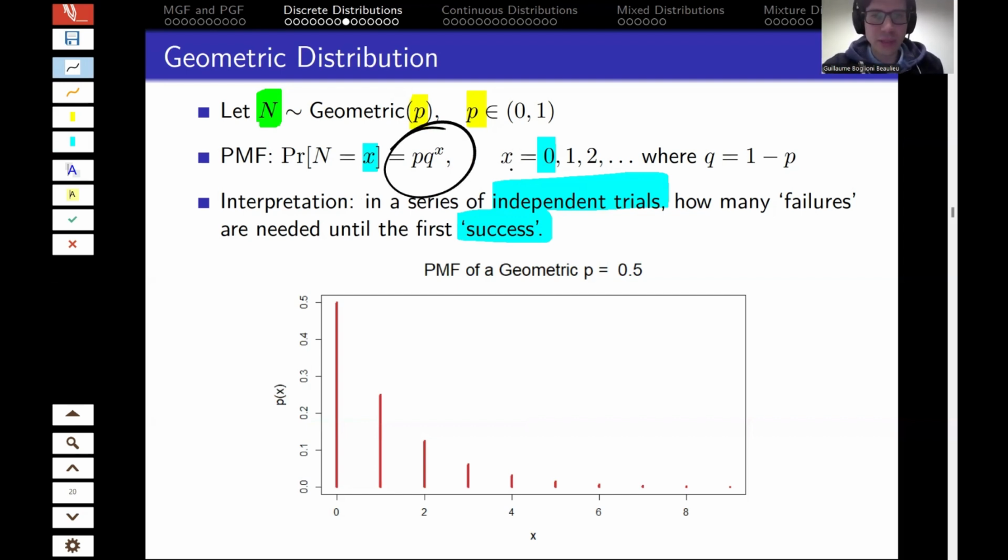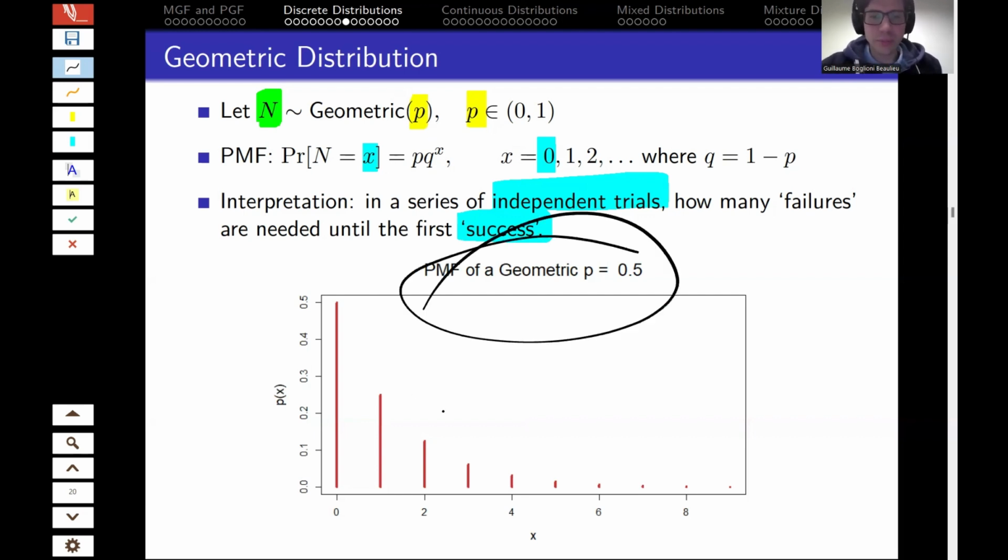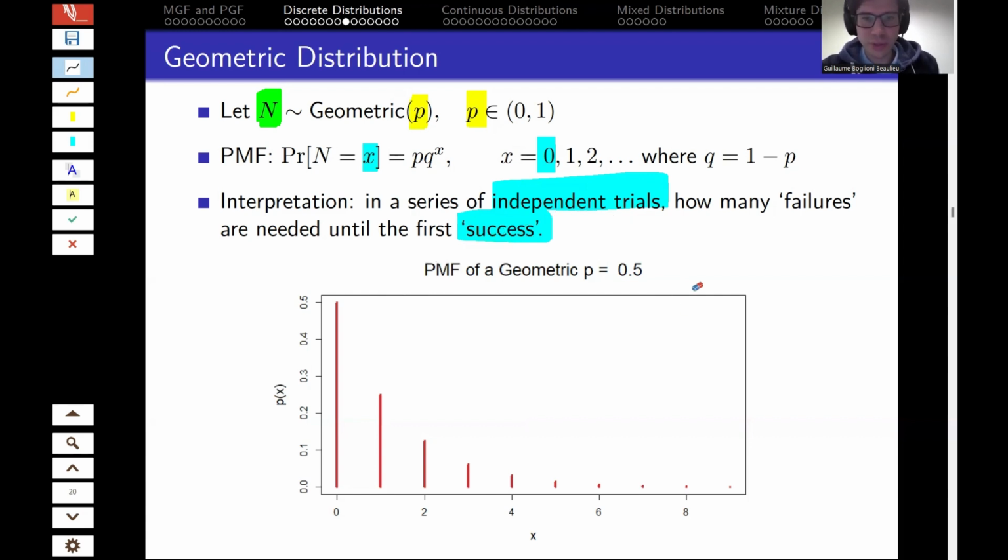Hopefully that is simple enough. You have the illustration for the geometric here, where we picked p equals 0.5. But the shape will always be decreasing like this, because this is a decreasing function of little x.